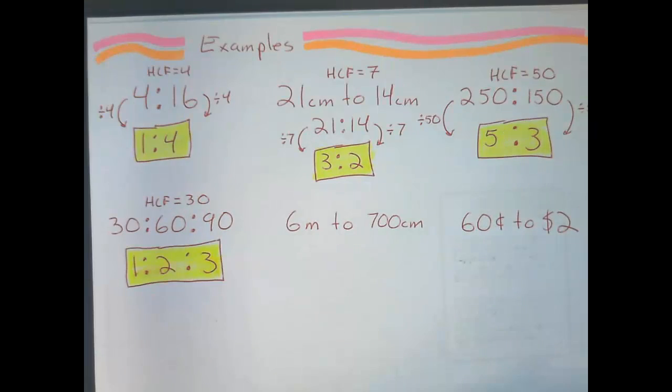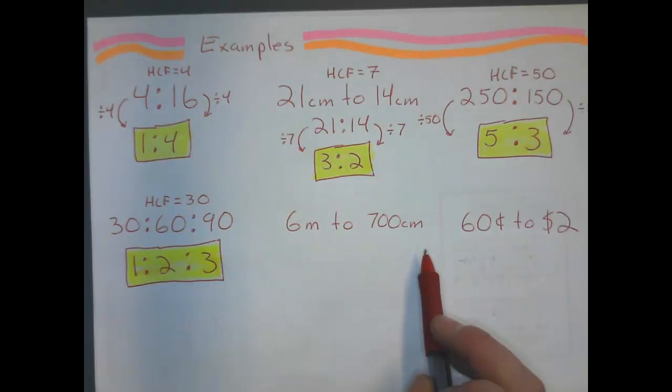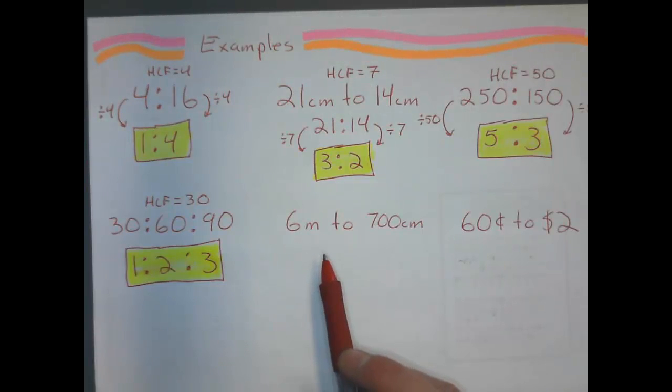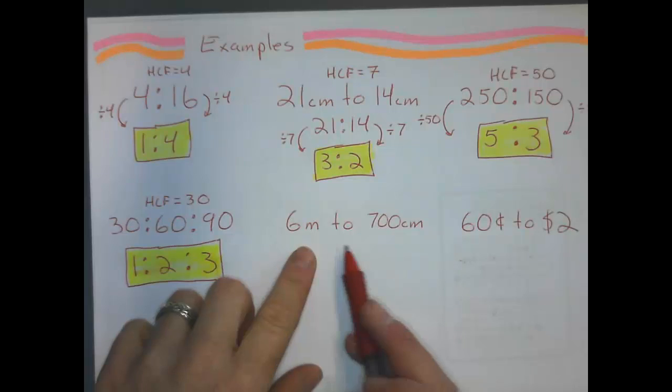Okay, next one, meters, centimeters. I can't compare meters to centimeters, can't have a ratio. So you change it to the same units. And which units you choose doesn't matter because they'll still be in the same ratio. So if you want to change it to centimeters, then change it to centimeters.